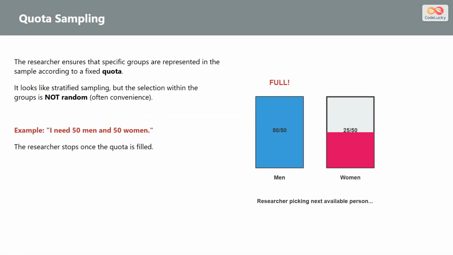Quota sampling is the non-random version of stratified sampling. The researcher sets a target, such as, I need 50 men and 50 women. They then find these people using any method, usually convenience, until the quota is full. It is not random, but it ensures diversity.